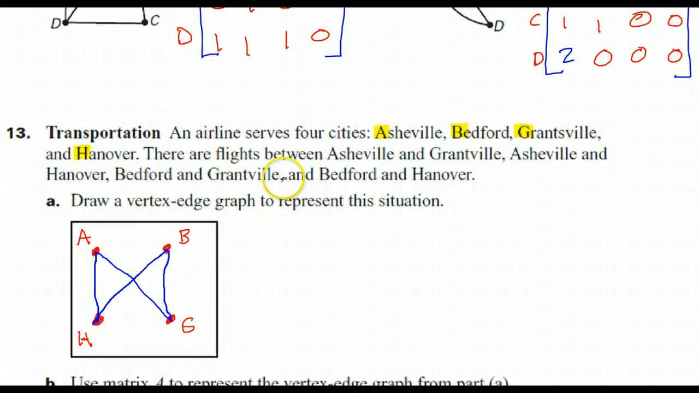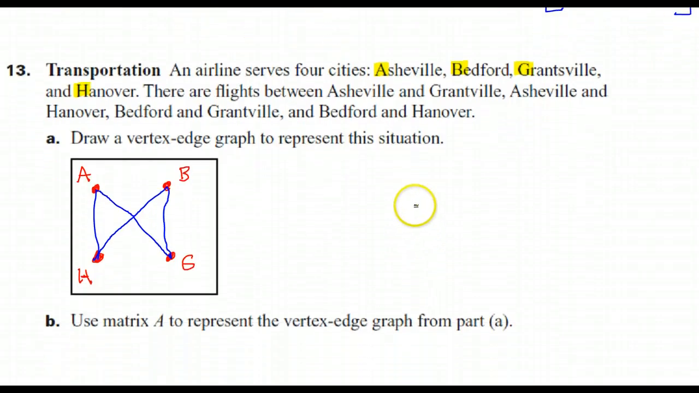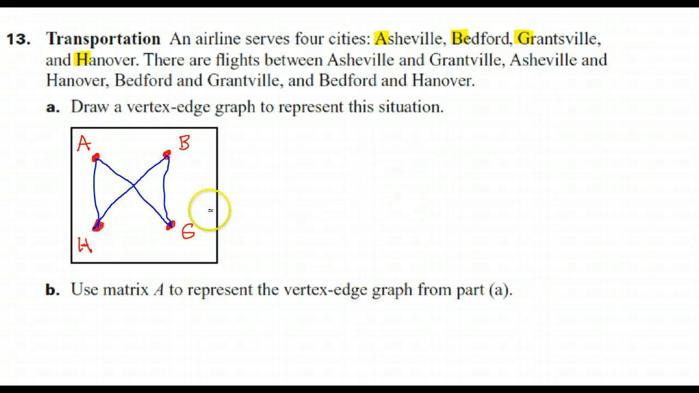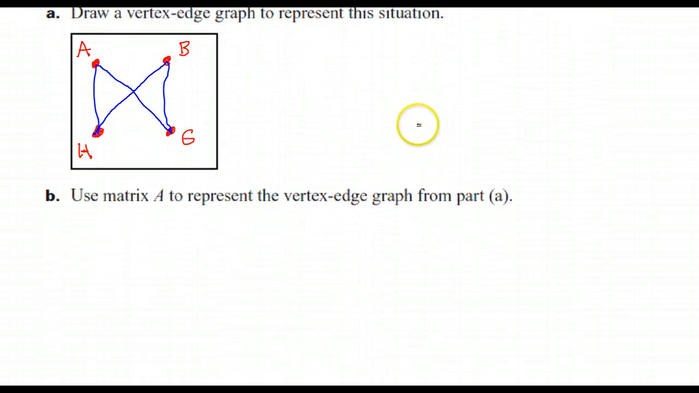Draw a vertex edge graph to represent this situation. Bam! I just did that. You're amazed. I know you're amazed. Now, use matrix A to represent the vertex edge graph from part A. So we're supposed to take this and do the matrix like we've done before. Once again, I need a 4x4 grid.